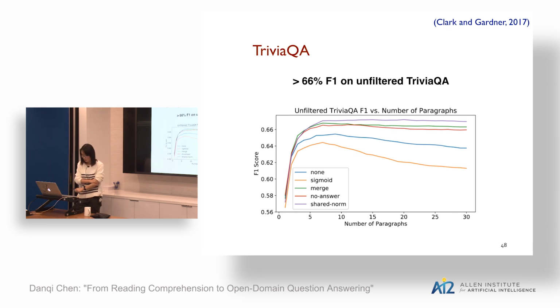So here is a result from the AI2 tool here. I want to point out that this very recent paper showed that with the reading comprehension system, they can achieve over 66% F1 score on the unfiltered version of trivial QA. So I think these numbers are not really directly comparable to the Dr. QA numbers, but it's also a great demonstration that if we combine information retrieval and reading comprehension, it has a great opportunity to achieve open domain question answering.